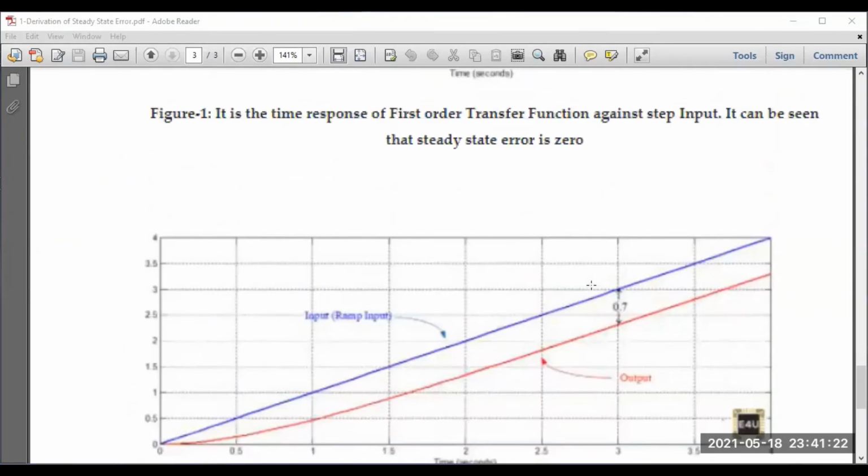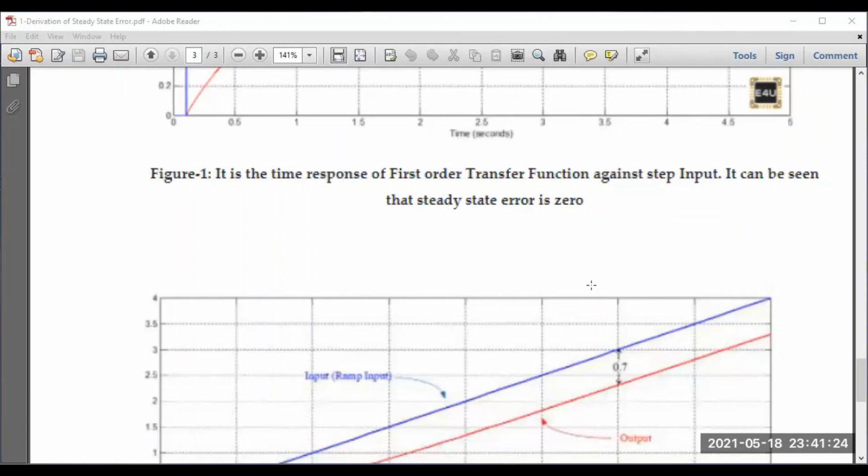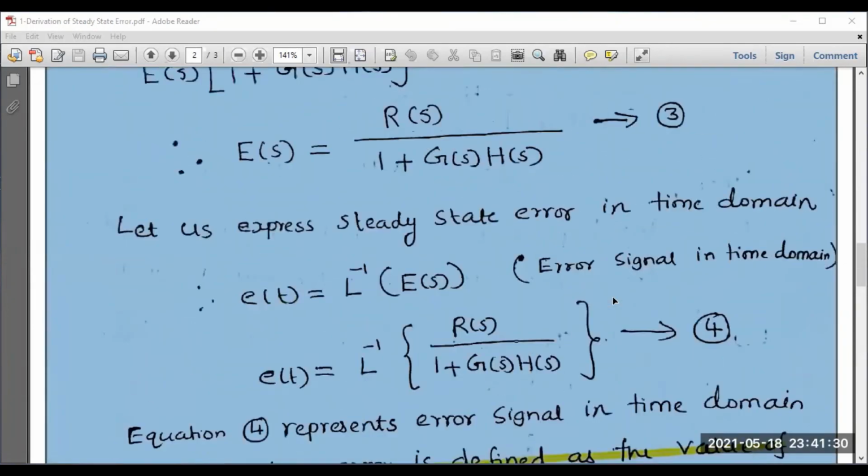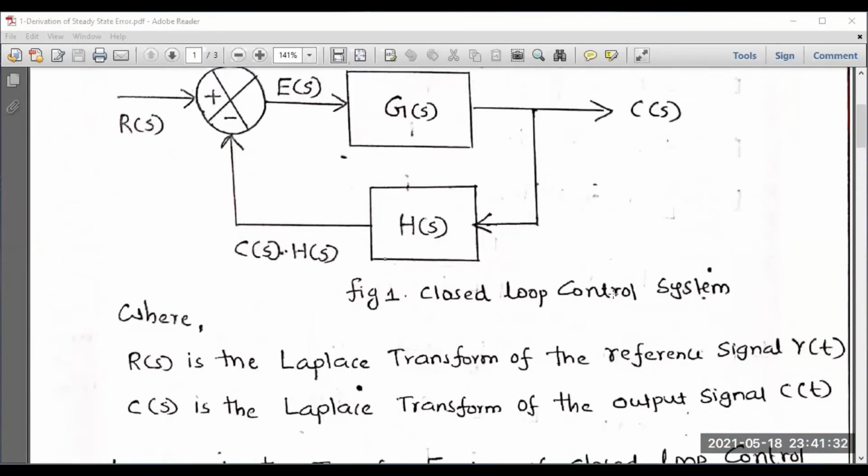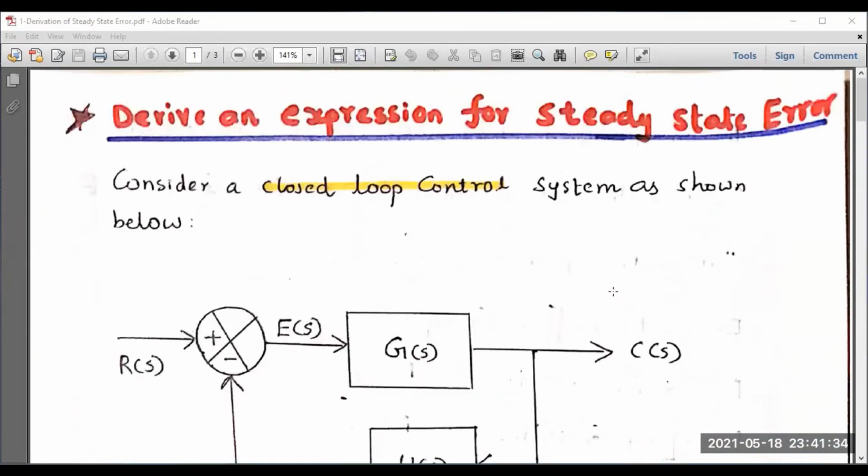It is very essential for deciding the stability and the performance of a system. You can explain it with the help of steady state error. So I hope you have got the derivation, how to derive an expression for steady state error. In the next session, I'll be explaining the static error constants.